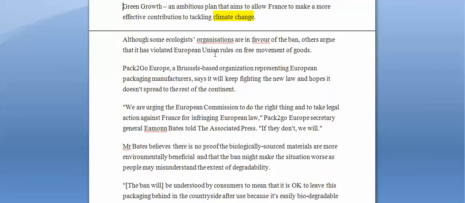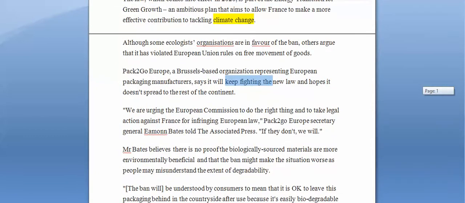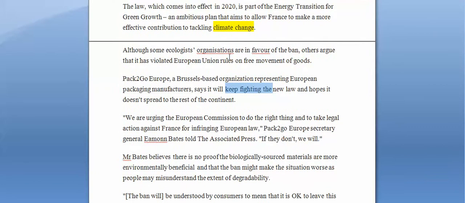main opinion mentioned in the article is from Pack2Go Europe, which is an organization representing the packaging manufacturers. So what do you think they're going to say? Of course, they'll be arguing against it. So they are fighting it. They hope it doesn't spread. So mention a quote how they are fighting it, how they are challenging it in terms of violating of European Union rules.